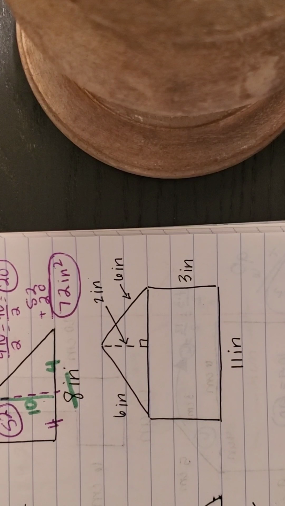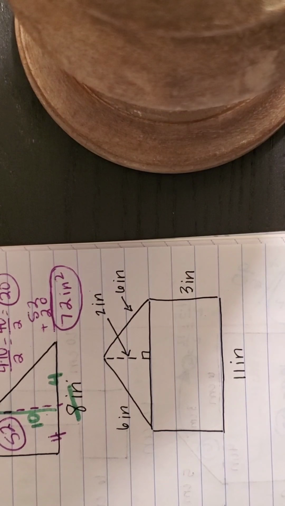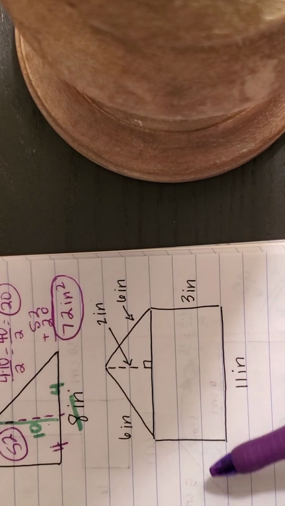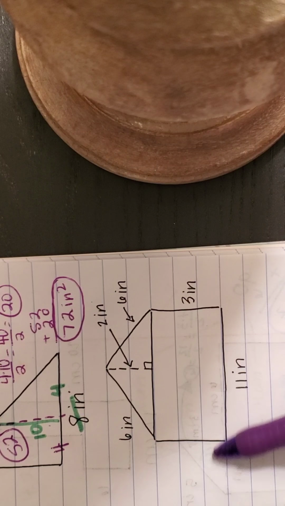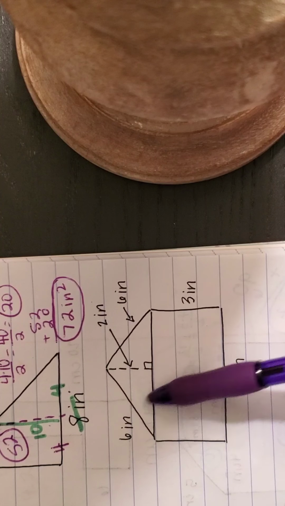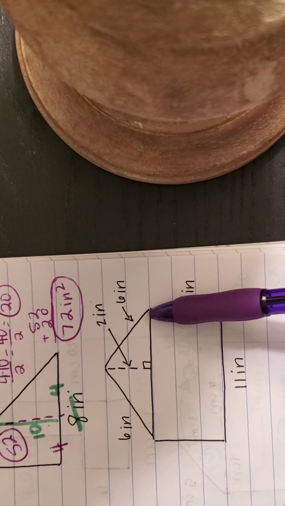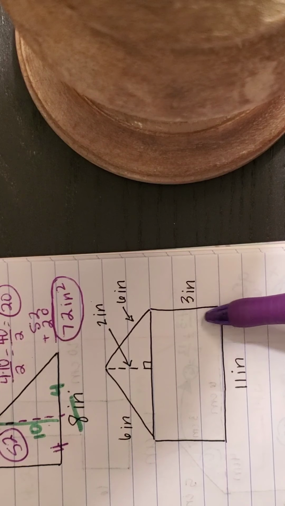It looks like a house. So if you look at it, it's already broken up into 2 figures for you. Notice that it's already got the rectangle here at the bottom and it's got the triangle up top. So because I know the length of this rectangle is 11 and the height or the width is 3, I can go ahead and figure that area out. So I'm going to multiply 11 times 3. So I know the area of this rectangle is 33.